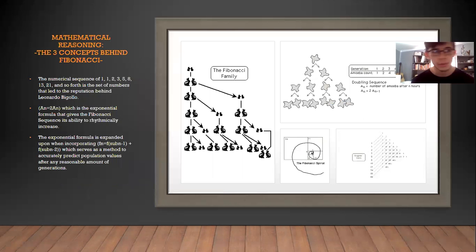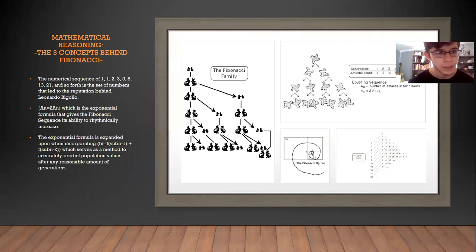And with that, we have three concepts behind the Fibonacci sequence, one of which is the famed number sequence that goes on as 1, 1, 2, 3, 5, 8, and so forth. And it really is this repetition of numbers that coined Bigelow's concept. It's what eventually led to the Fibonacci sequence.